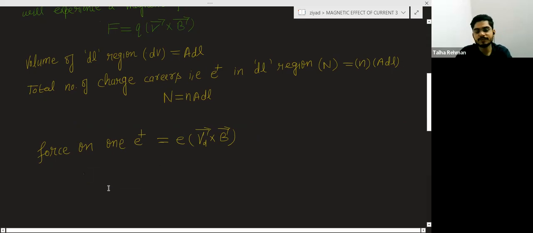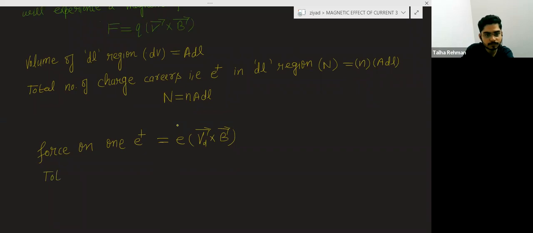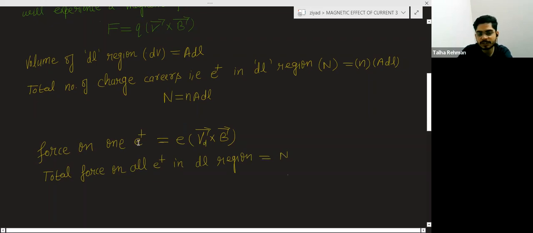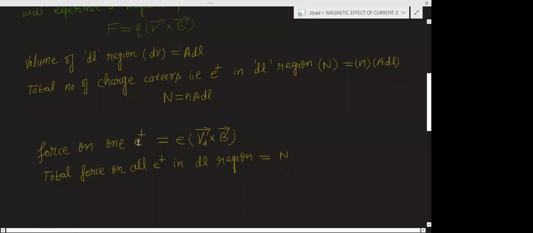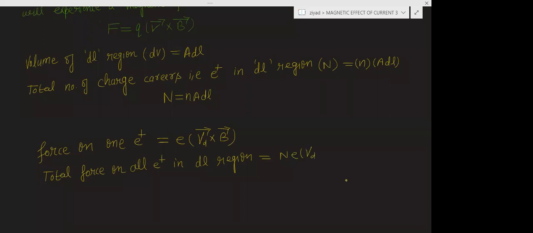Now, can you tell me, if you have this number of e positive or charge carriers, what will be the total force? Total force on all e positive in the dl region is equal to capital N times the force on 1 e positive. Simple multiplication.